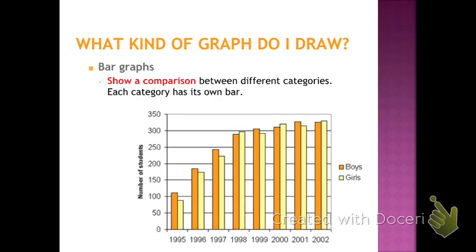So there's two types of graphs that I want you to be familiar with. One is the bar graph, and it shows a comparison between different categories. For example, here we have the number of students. We're comparing boys and girls over the number of years. And so bar graphs are pretty good for showing a comparison.